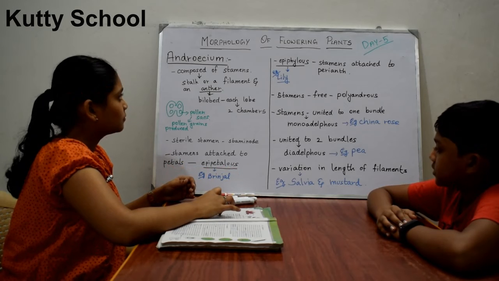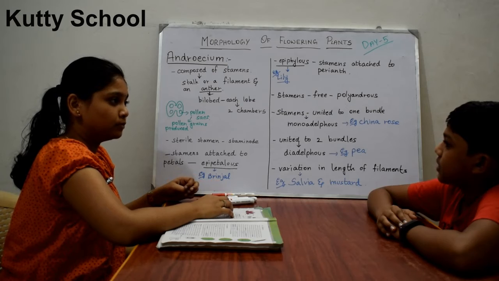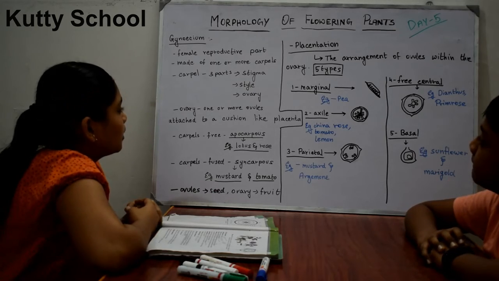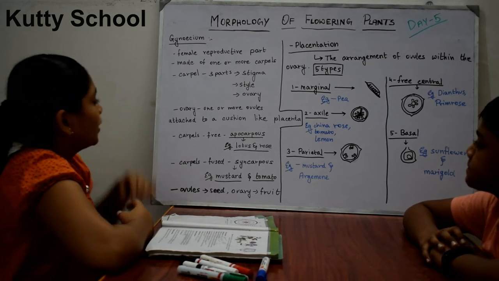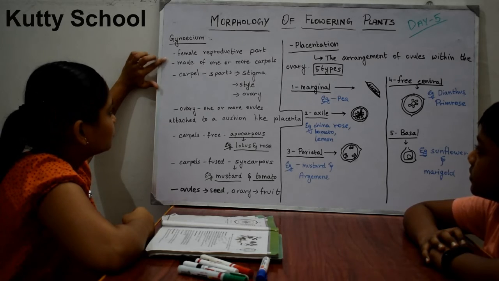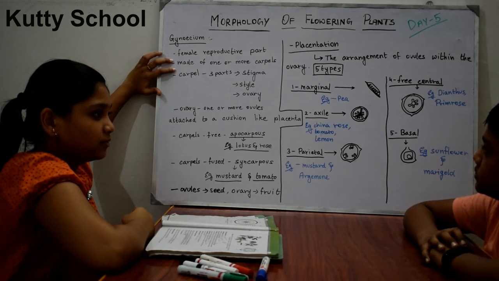So now we have completed androecium. So now we will go to gynoecium. Now we are going to discuss about gynoecium. So gynoecium is nothing but the female reproductive part in a flower, and it is made up of one or more carpels.